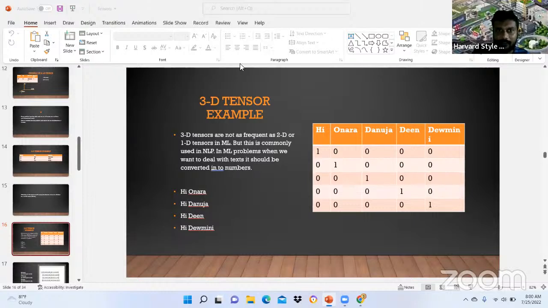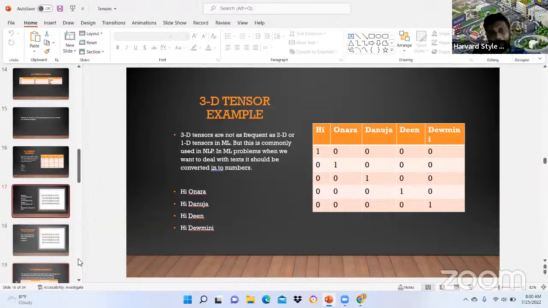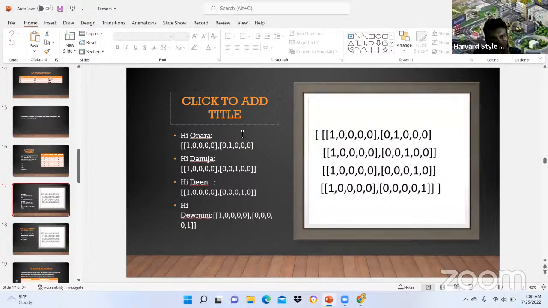If you cannot understand this one, if I go to the next, you will understand. See, guys. Hi Onara: Hi means 1 and 0, 0, 0. Hi is 1, other things are 0. Onara means the Onara value is 1, other things are 0. So this is Hi and this is Onara. So Hi Onara means this 2D array. Hi Danuja means this is Hi and this is Danuja. It is a 2D array. Hi Devmini is like this. If you take all of these things, that is a 3D array.